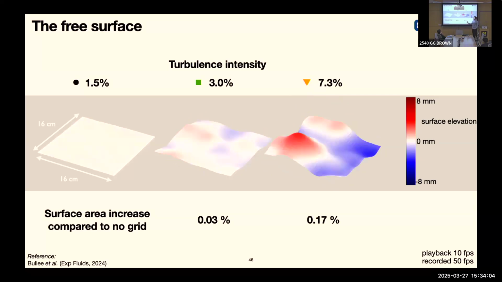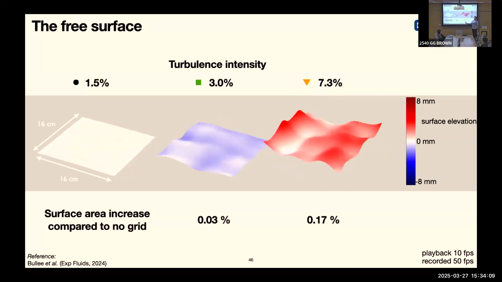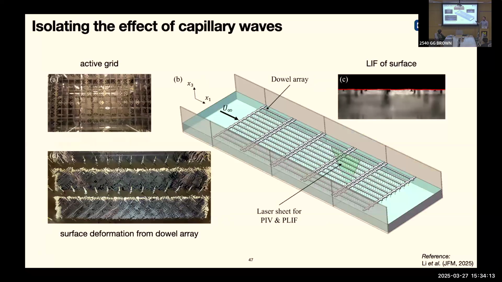So in this first work, we said it probably isn't this that's driving the 30% change in gas transfer rate. But we wanted to know more about this. So we created this next experiment on the topic, which is we still have our active grid, we still have our water channel, but now we're deliberately making waves with these dowels.